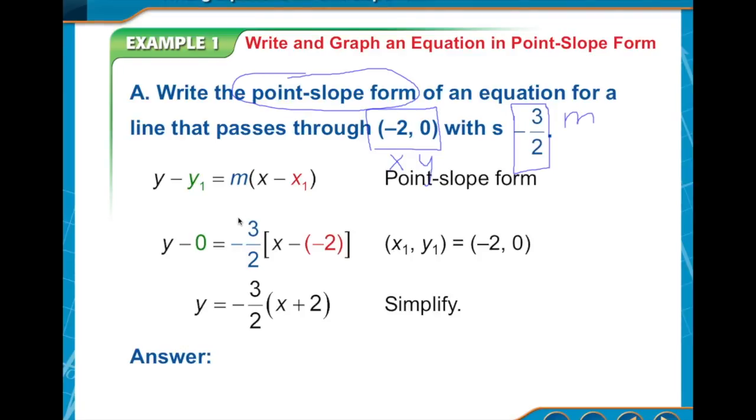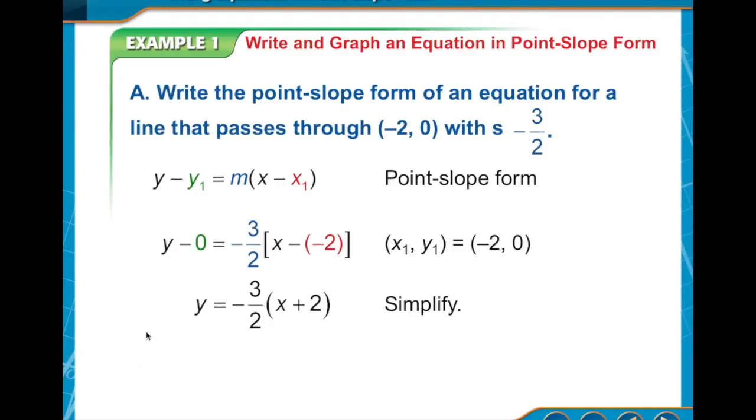Now you'll simplify if you can, so that just means you want to make sure you write your operations the way they should be. Subtracting by 0 doesn't change anything, so we can just get rid of that. And then subtracting by -2 is the same thing as adding 2. So we'll change that minus the negative to a plus 2. And then we leave it in this form, okay? We don't distribute the 3/2 because we want to be able to see the slope and that point that we use. That's why we write in point-slope form. So leave it in that form. And that is the end of this first example.